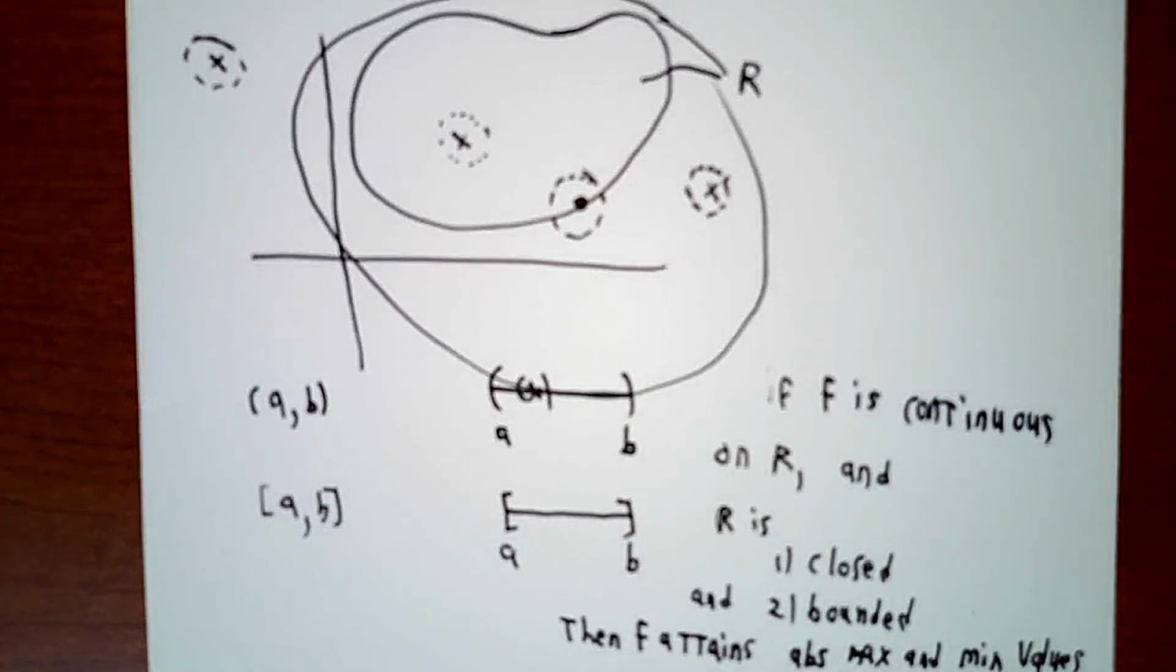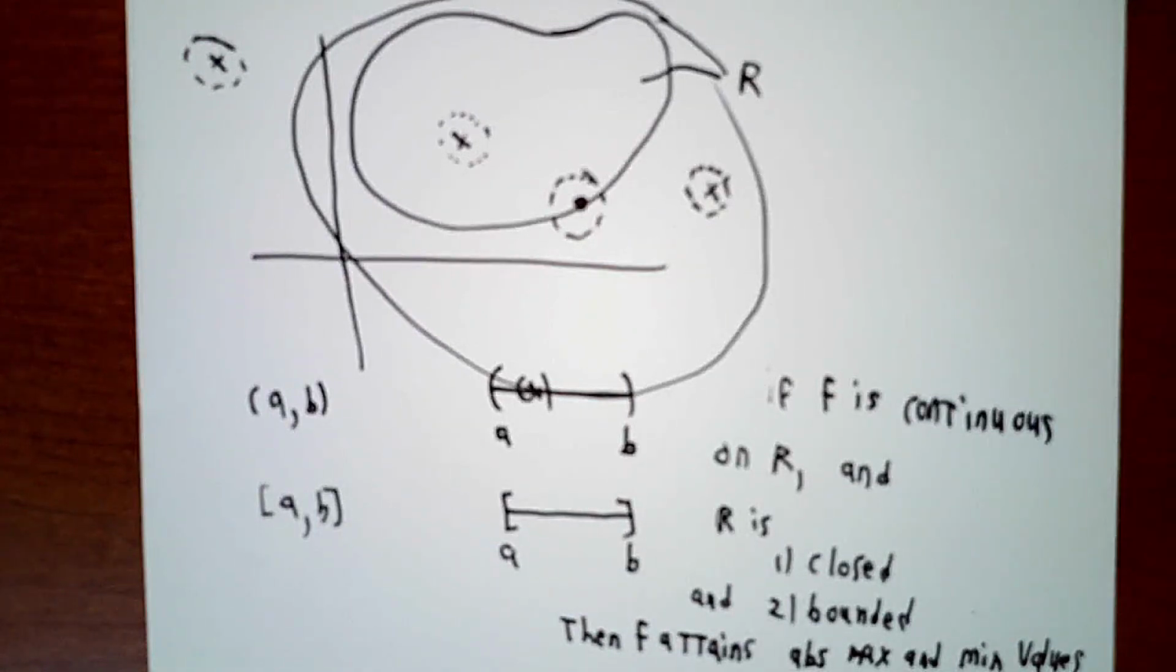So if f is continuous on some region of the 2-dimensional plane called R, and the R is both closed and bounded in the sense that we've just mentioned, then f attains an absolute maximum value and an absolute minimum value.